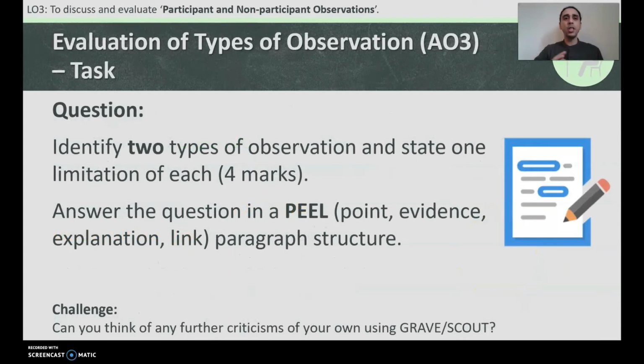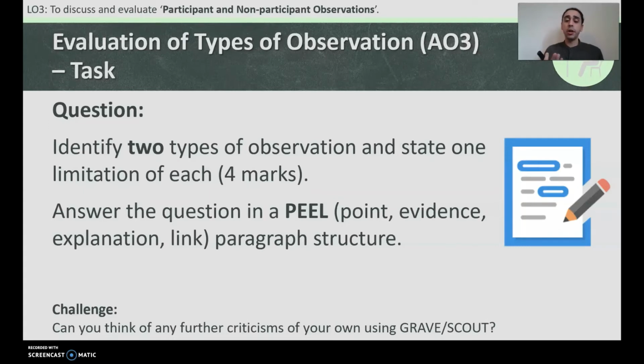Okay, and here we go. I want you to just give this a go. Write down the answer, please. Identify 2 types of observations and state 1 limitation of each. You can go for naturalistic or controlled, you can go for covert or overt, or you can go for participant and non-participant. And then I want you to identify 1 limitation of each.